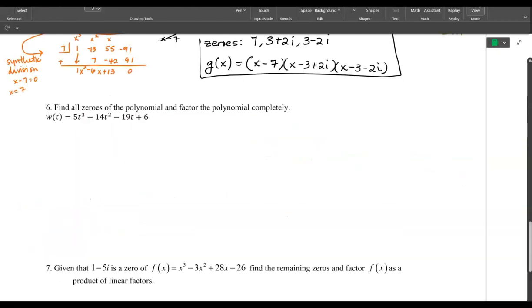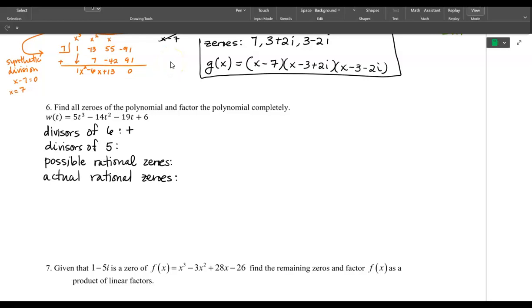I'll begin example 6 the same way we have been. We're going to start off listing the divisors of our constant term and the divisors of our leading coefficient. Again, make sure to stick to that order. The divisors of 6 are positive and negative 1 and 6, and positive and negative 2 and 3. 5 is prime, so we only have plus or minus 1 and plus or minus 5. Now I'll form my list of possible rational zeros by taking a number in the first list and dividing it by a number in the second list.